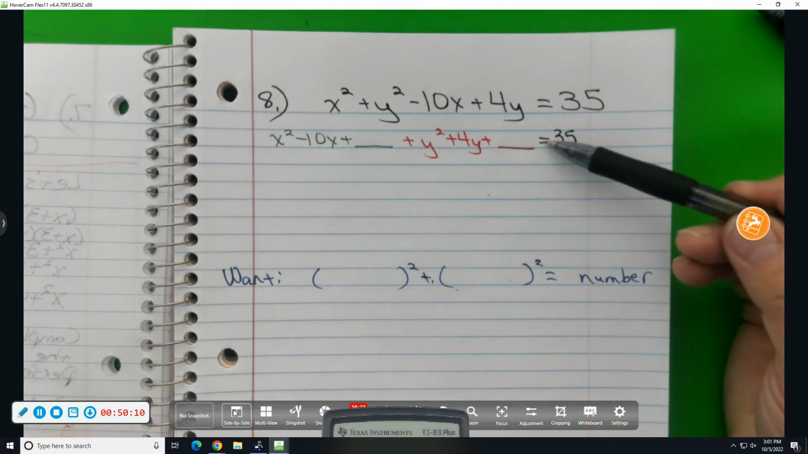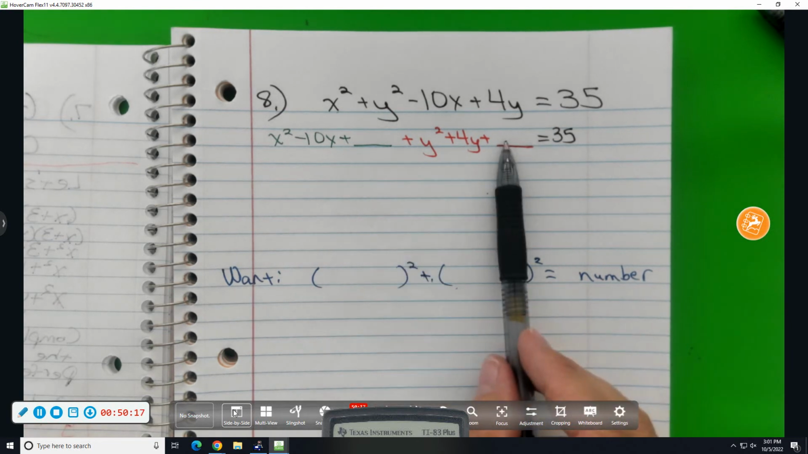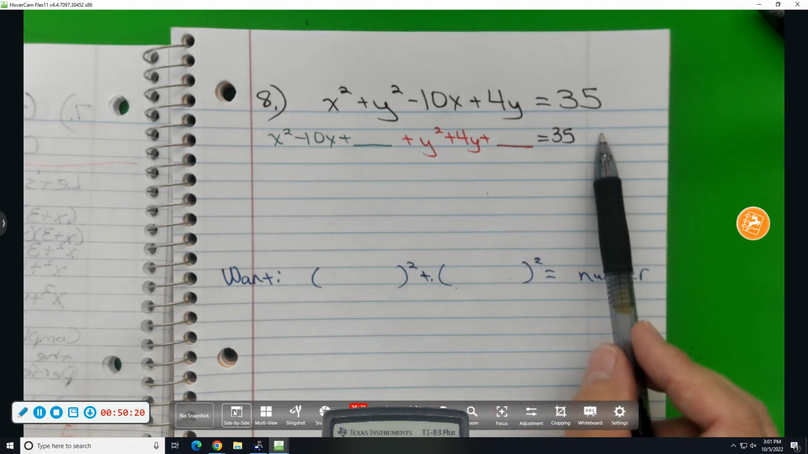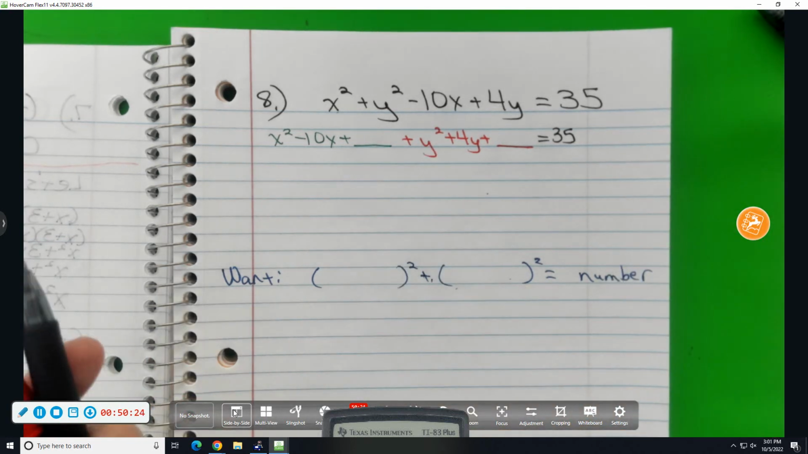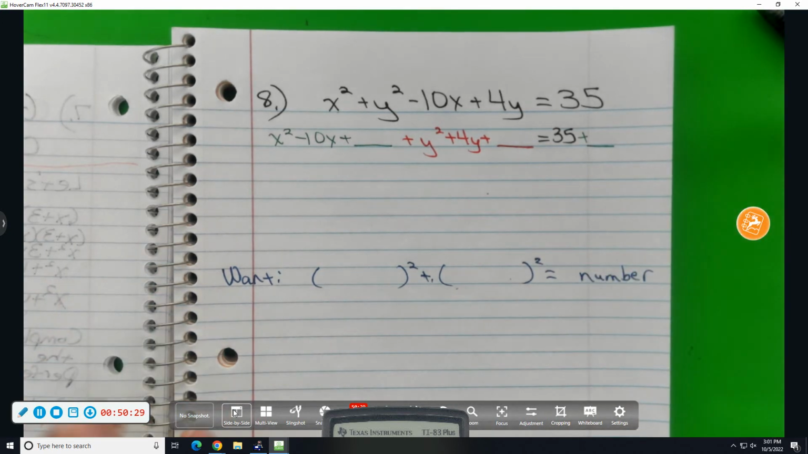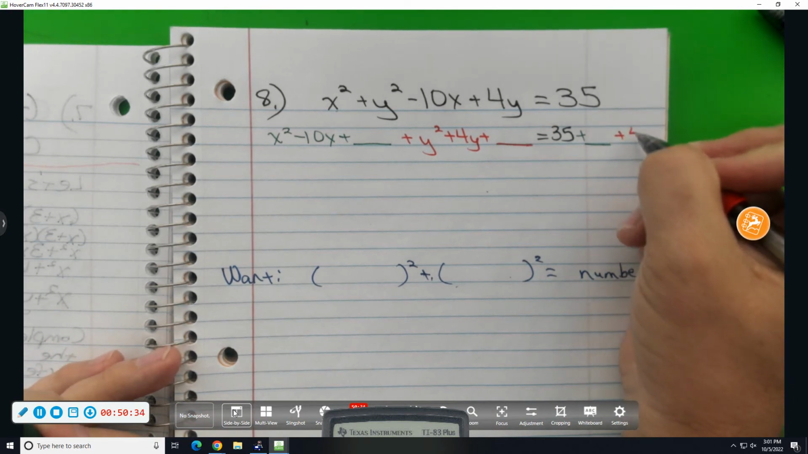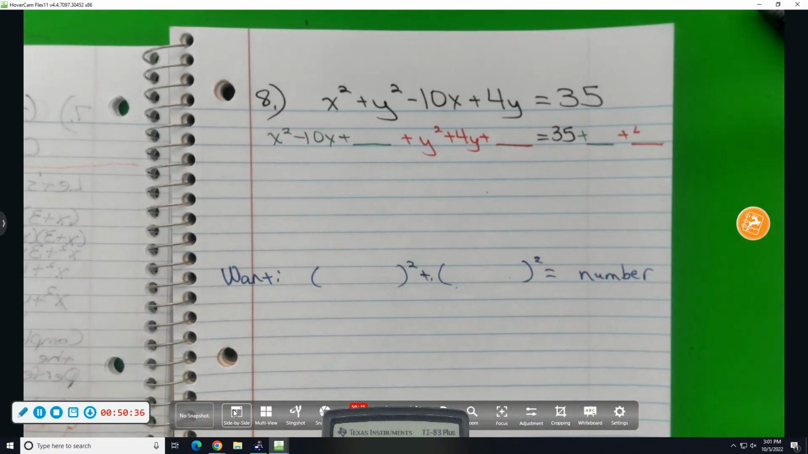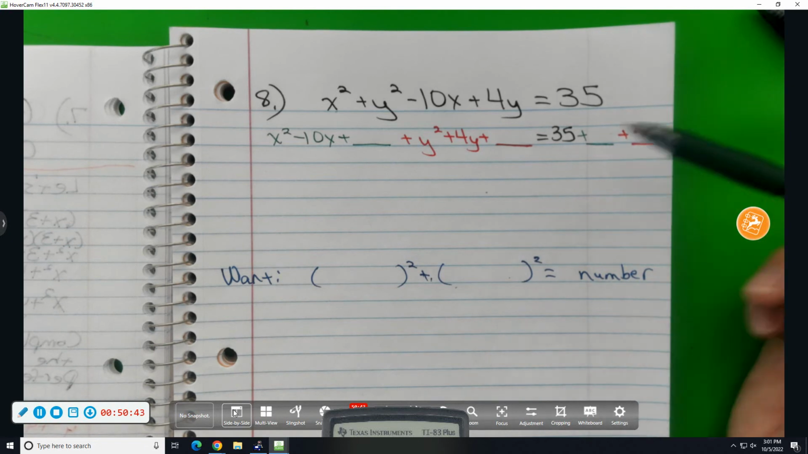Realize these equals are like those old-fashioned scales. We're adding 5 pounds to one side, so we've got to add 5 pounds to the other side to maintain the balance. So whatever we add here in the green blank, we're also going to have to add to the right side. Whatever we add in this red blank, we're going to have to add to the right side also, in order to maintain the balance.